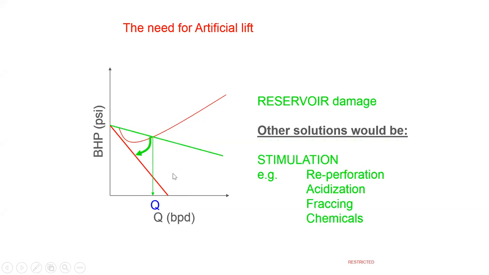Another reason for the no natural flow condition is the reservoir quality itself, the initial reservoir quality, or some sort of damage that is happening to the reservoir. Some wells are high pressure, low quality, meaning that the deliverability or productivity of the reservoir is not high enough to deliver the required flow rates to the surface. This can be cured by stimulation, to restore the red line to the green one.